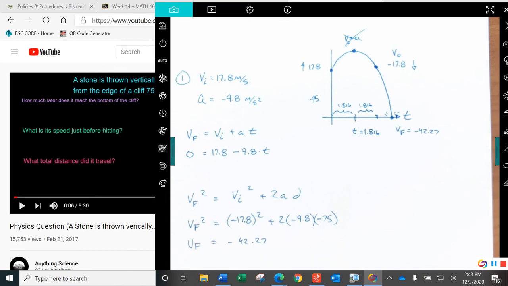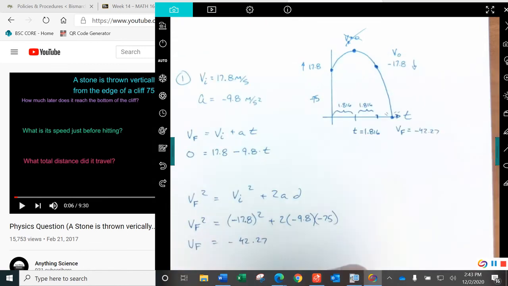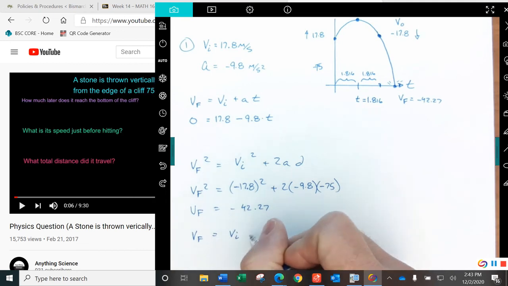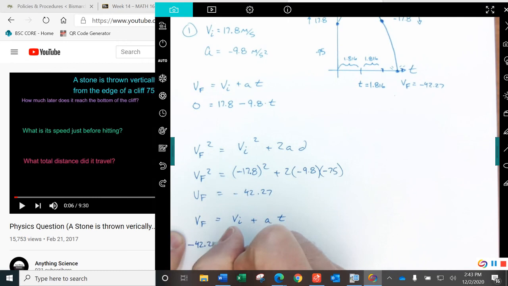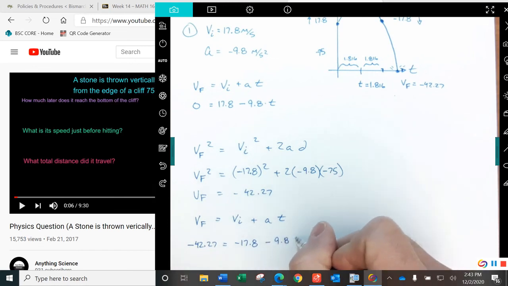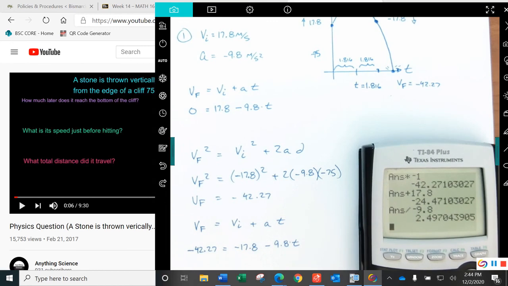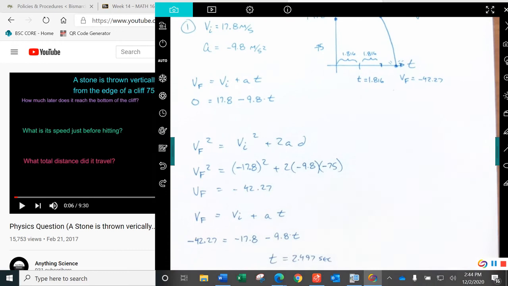But now that I have that, I can use this kinematic equation again. I know the final velocity, the initial velocity, the acceleration. Now I just have to solve it for time. So I'm going to use this one and put that information in here. So I'll write that kinematic equation down like this. I'll put in the information that I know. We'll solve this. I solved for t, and I got 2.5 seconds roughly, 2.497. I'll write it down like that. And that's this time from here to here.